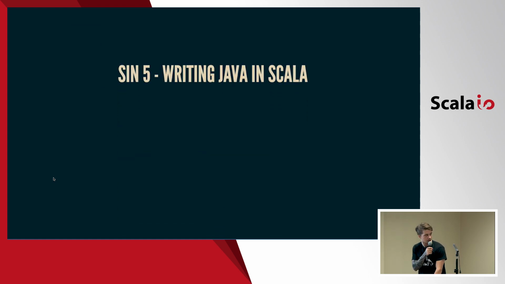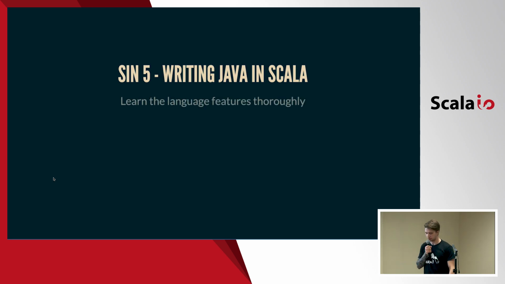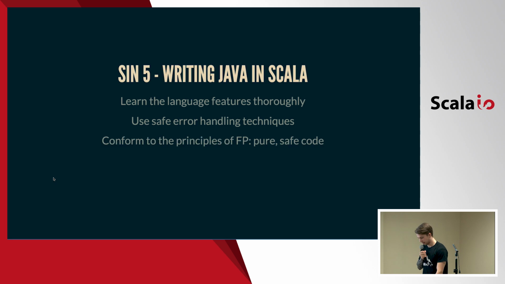So to sum up, how to avoid writing Java in Scala: just learn the language features, just learn the language and the frameworks, the Cats or ScalaZ libraries, and don't write Java. This is Scala, not Java. And please use safe error handling techniques. You're going to thank me for that, and thank everyone who contributed to them in the future, and conform to the principles of functional programming by writing pure and safe code. And now practice, learn, and do that for the rest of your life.